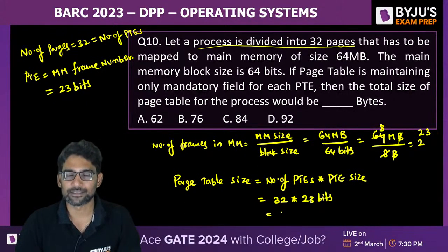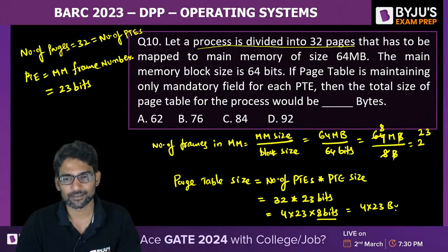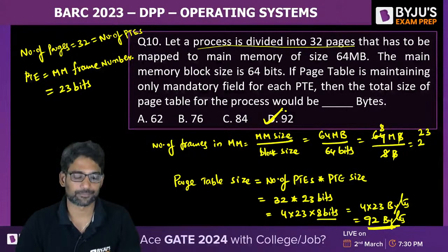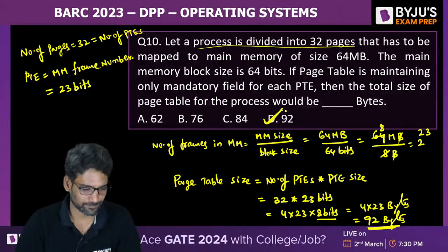So, I can write it as 4 into 23 into 8 bits. We know 8 bits is 1 byte. So, it is 4 into 23 bytes, which is 92 bytes. Option D is the right answer.